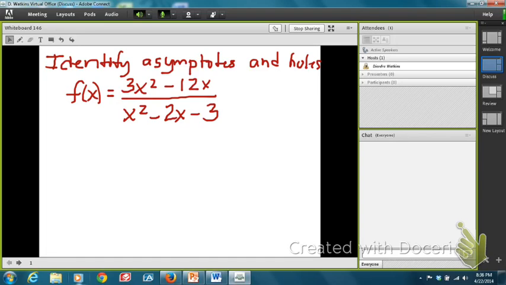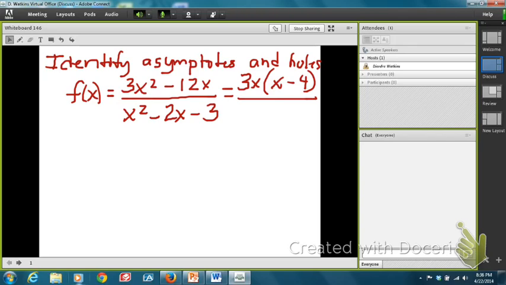So here in my numerator, I have 3x squared minus 12x. 3x squared minus 12x has a greatest common factor of 3x. So you put that on the outside, 3x, and you're left with x minus 4. The next thing you do is you factor the denominator.